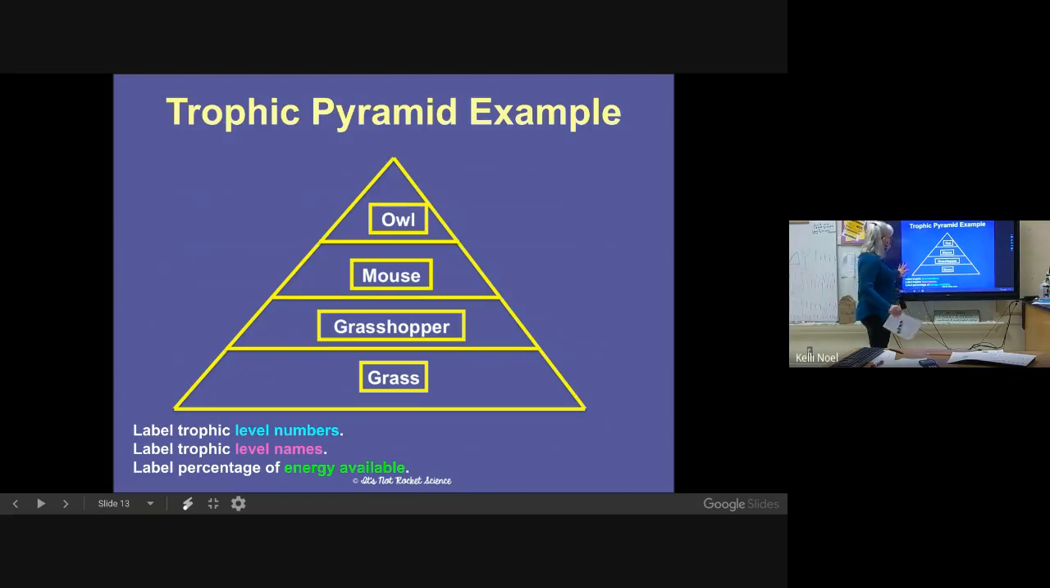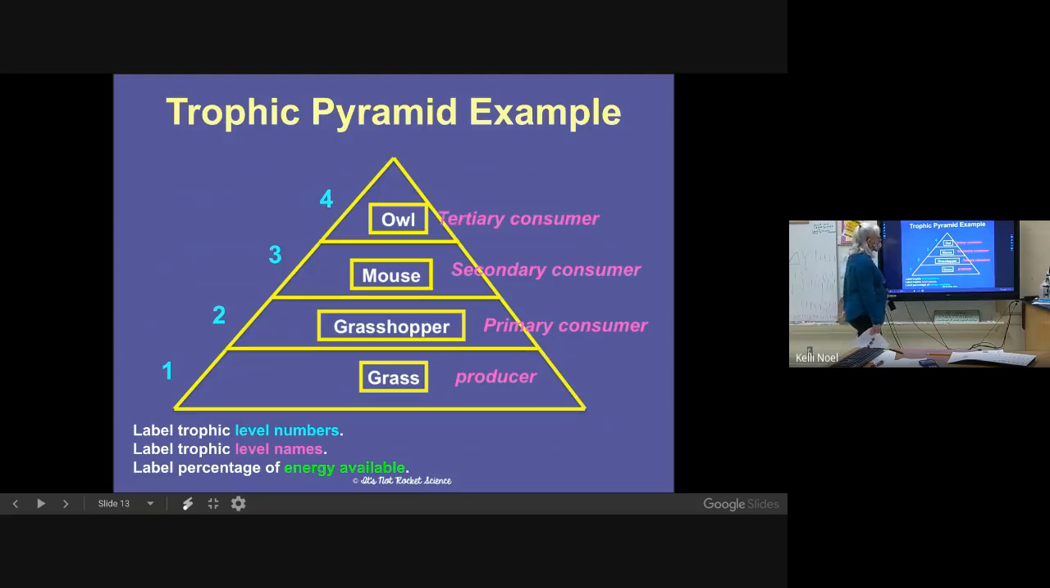We have these numbers here that are just numbering the trophic levels. Notice we always start at the bottom with 1 and then go up. The grass is the producer, so these are the trophic level names. The grasshopper is the primary consumer. The mouse is the secondary consumer. The owl is the tertiary consumer.